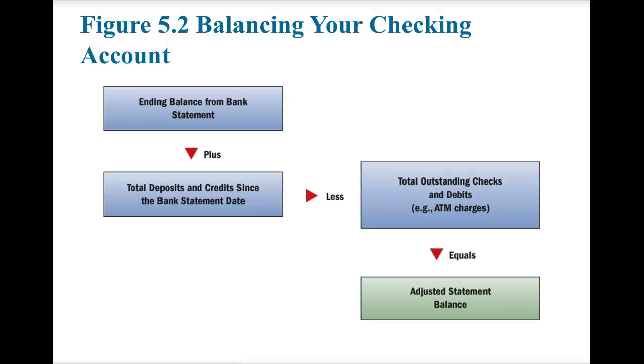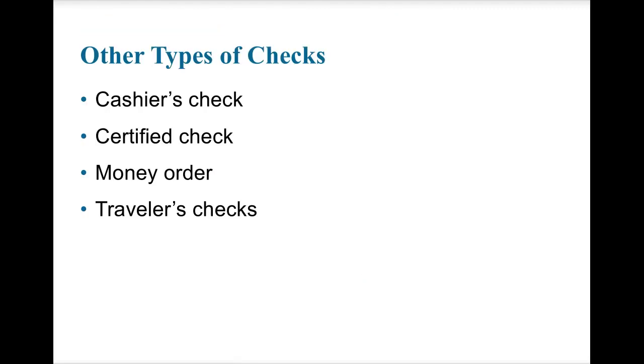Basically, you have your ending balance from your bank for the month, which becomes your beginning balance. You want to look at any deposits you make into the account, less any outstanding checks and charges, and then this is your adjusted balance. So it's pretty simple.